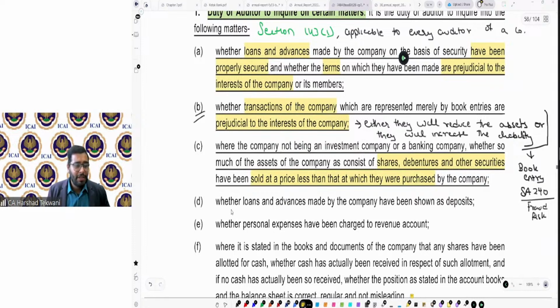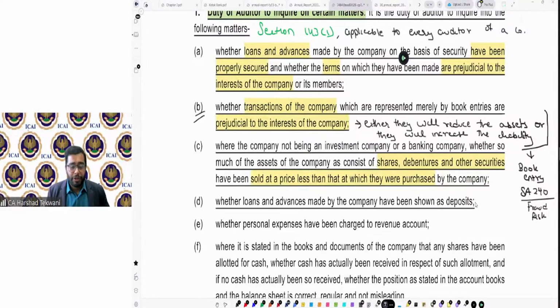Then the next one is whether the loans and advances made by the company have been shown as deposits. There is a separate reporting requirement for a deposit and a separate reporting requirement for loans and advances as per Schedule 3. So whenever you audit loans and advances or deposits, you need to understand whether it's a loan or advance or it's a deposit. If a loan or advance is shown as a deposit, then there is a problem.